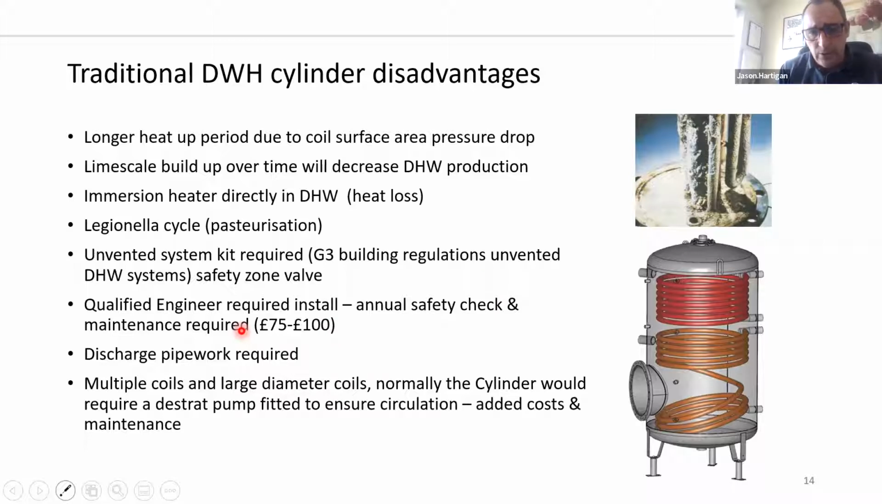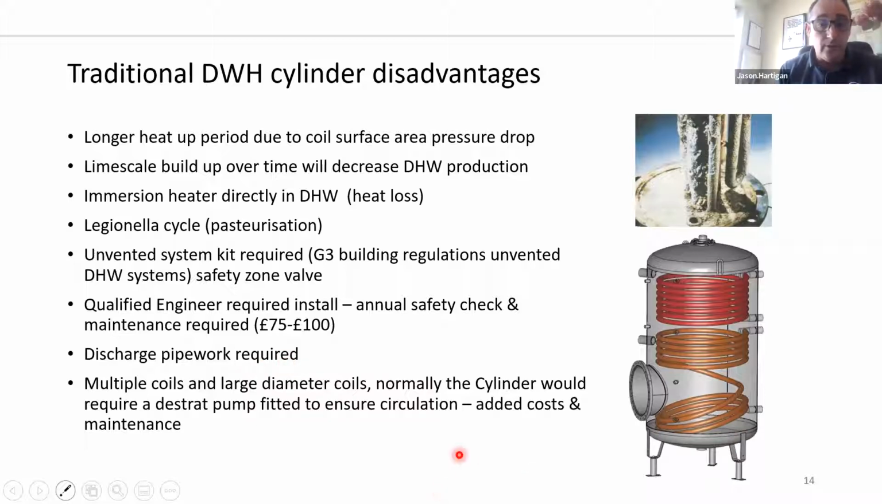You must have a qualified engineer, and you must have an annual safety check. And you'll have some maintenance. The other thing to consider is you've got to have discharge pipe work. So if any of those safety zone valves or expansion vessels, or if that goes to a higher temperature, then you've got to get that high temperature failure out through a discharge pipe work.